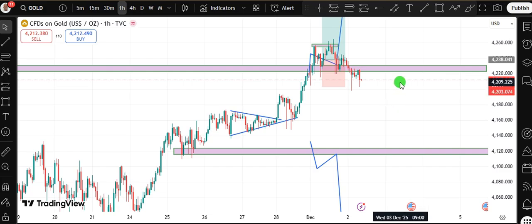So overall, I'm very bullish on all three pairs, which are the pound dollar, the gold, and of course BTCUSD.